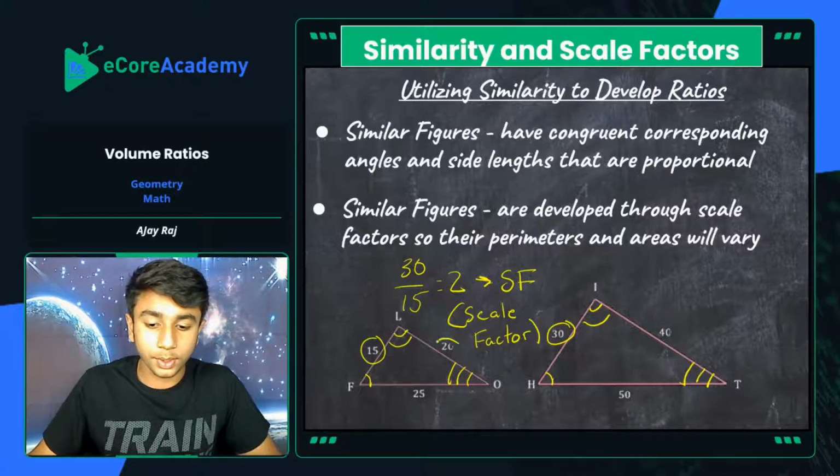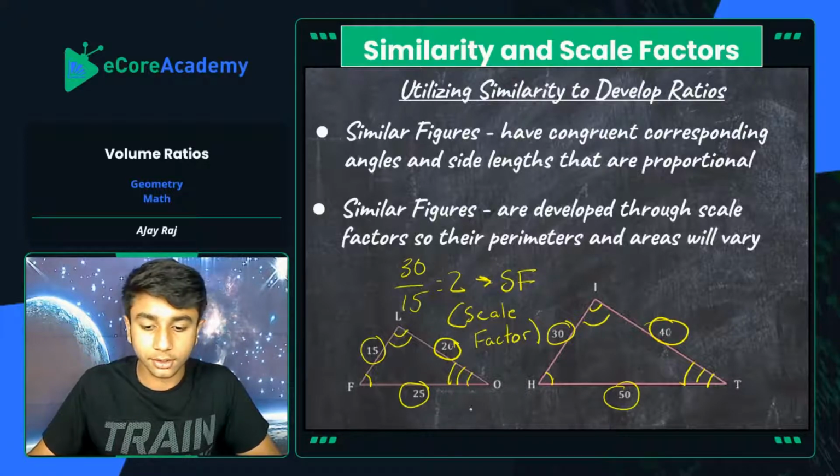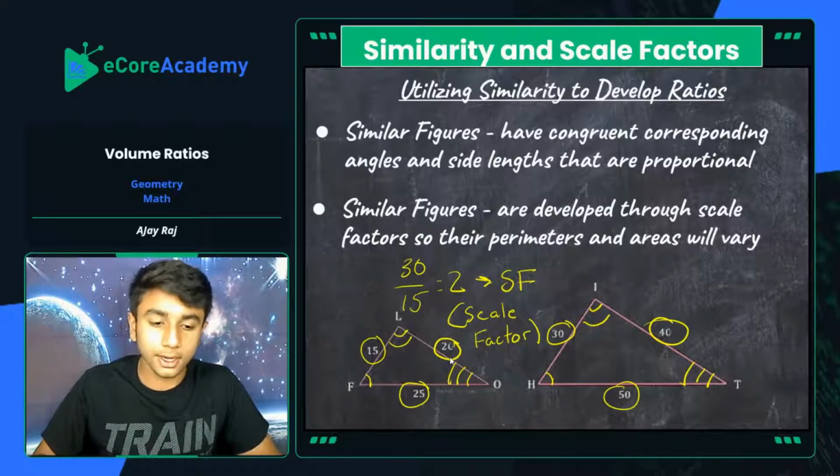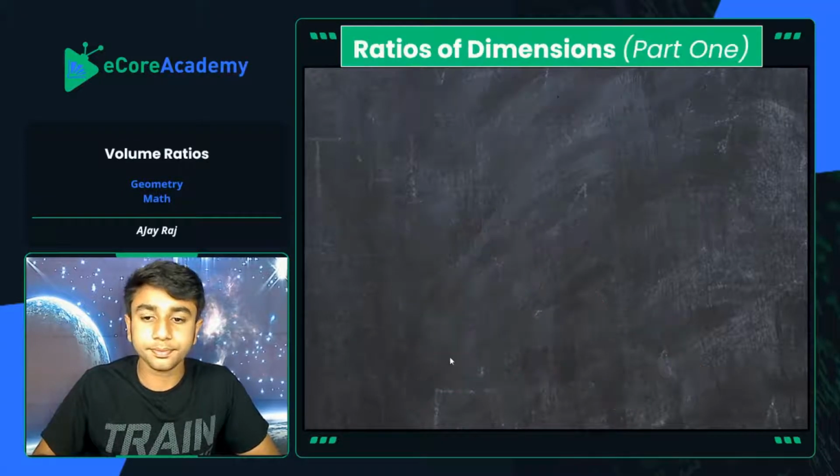So say, for example, we know 20 here. That means we know that our scale factor is 2, so therefore this side has to be 40. Likewise, 25 and 50 divided by 2, that's going to be a scale factor of 2. So they're all going to be of the same proportions and corresponding congruent angles.